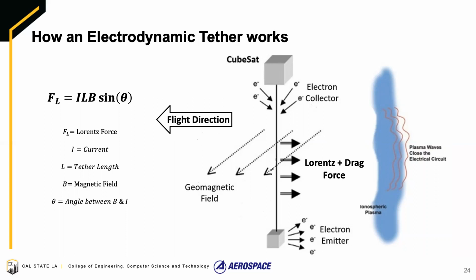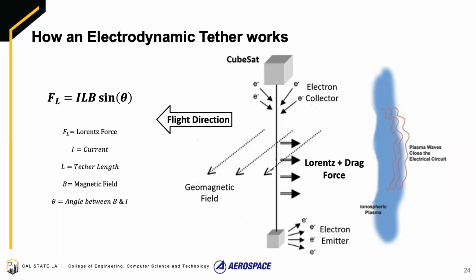This current is generated when the free electrons in the tether move from top to bottom due to their motion relative to Earth's magnetic field, as shown on the diagram. In order to maintain a flow of electrons in the tether, the electrons that approach the end mass will have to be emitted into the ionosphere through both thermionic and photoelectric effects.